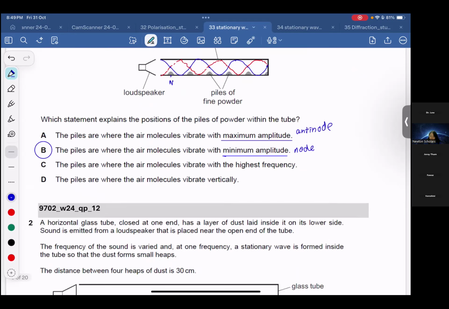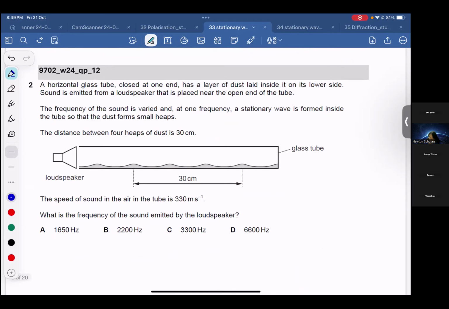Okay, we try with the next question. The speed of the sound is v. They ask you to find the frequency. v equals f lambda. That means from the diagram, we need to find out your wavelength. Like what I told you, this one makes a node, here makes a node, here makes a node.